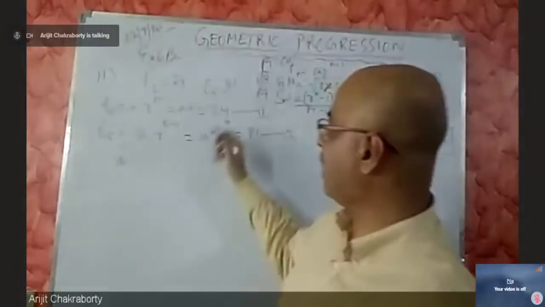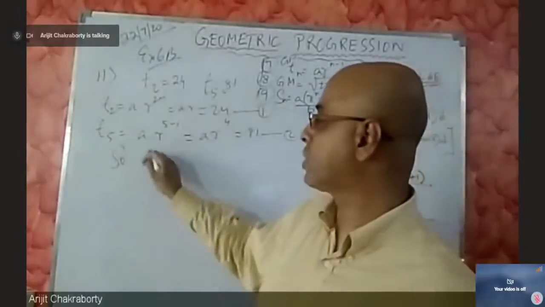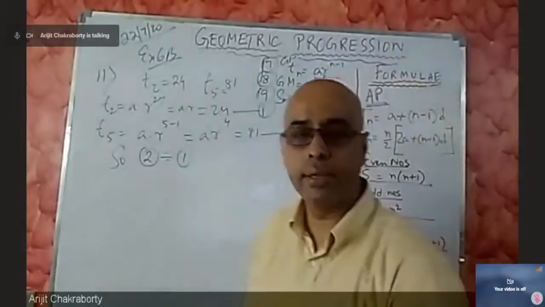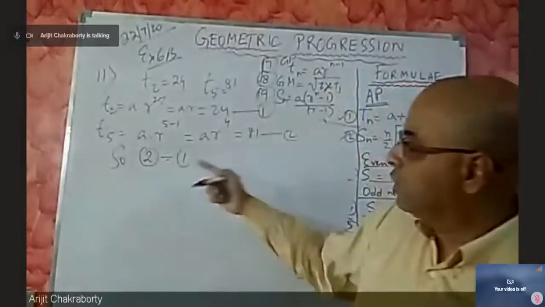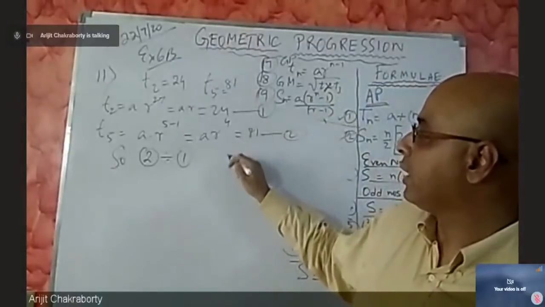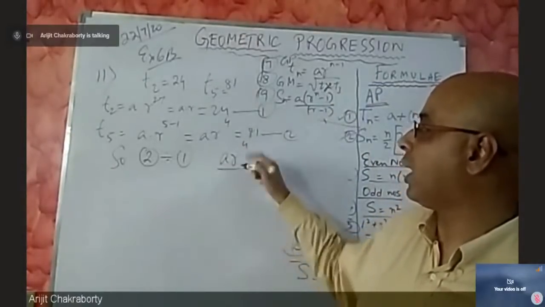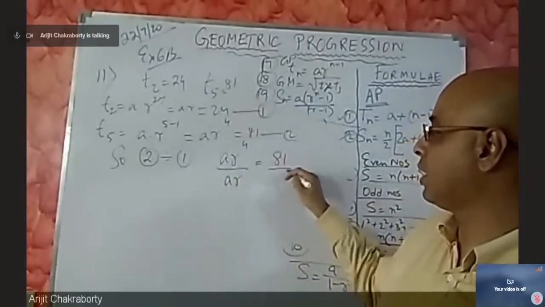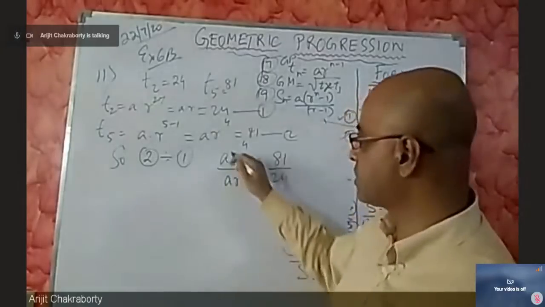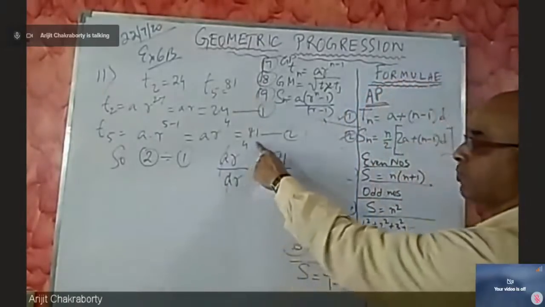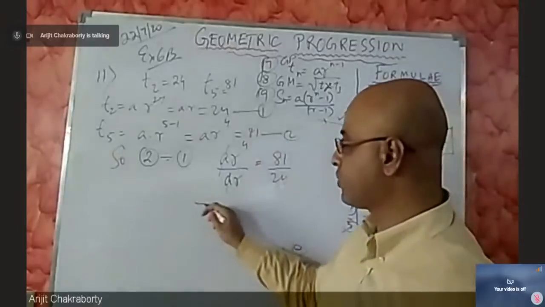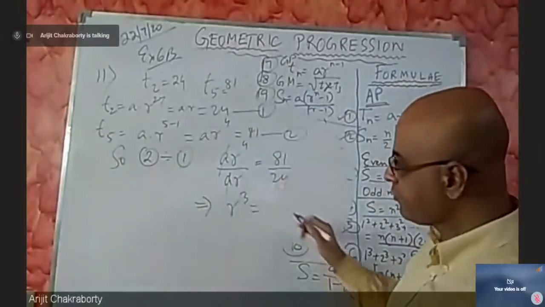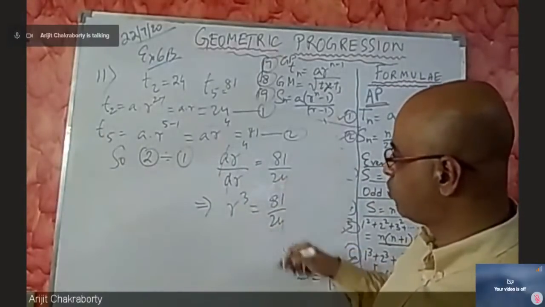If you divide equation 2 by equation 1, I hope you are following, dear students, I think no problem so far. 2 by 1 gives me a r to the power 4 by a r, and this is equal to 81 by 24. So we cancel a. This becomes r to the power 4 by r, which is nothing but r cube. This is equal to 81 by 24.